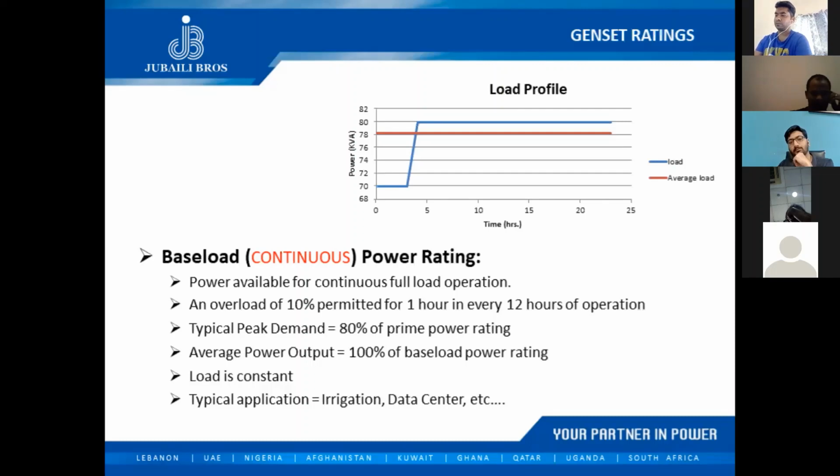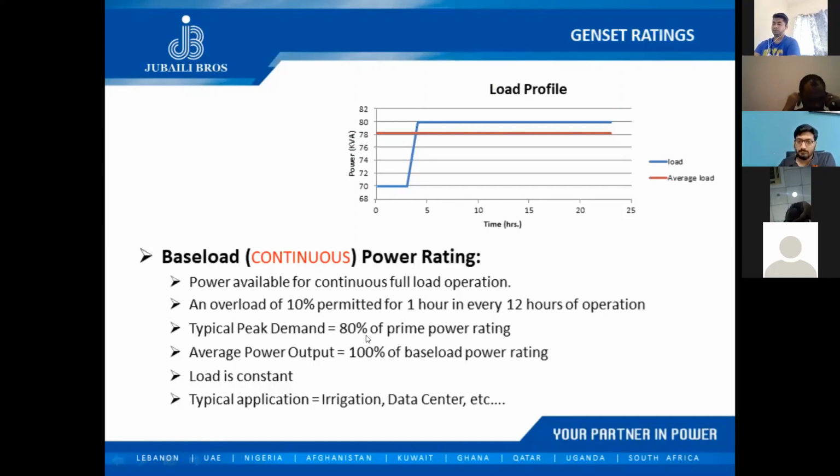So what is my continuous rating? It's typically 80% of my prime power rating. It's very straightforward. So again, it's a continuous application. We're allowed to have an overload of 10% for 1 hour in every 12 hours.